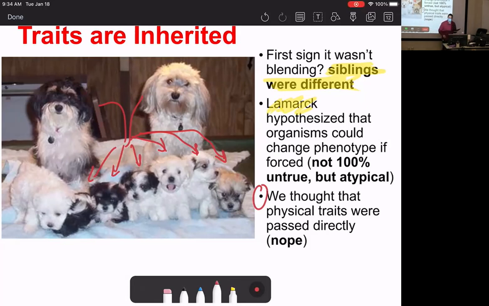So to test this, we took a rat. We chopped her tail off. She had babies. Rats' babies had tails still. So that one's out. Kind of sad, but had to prove our point, I suppose, right?